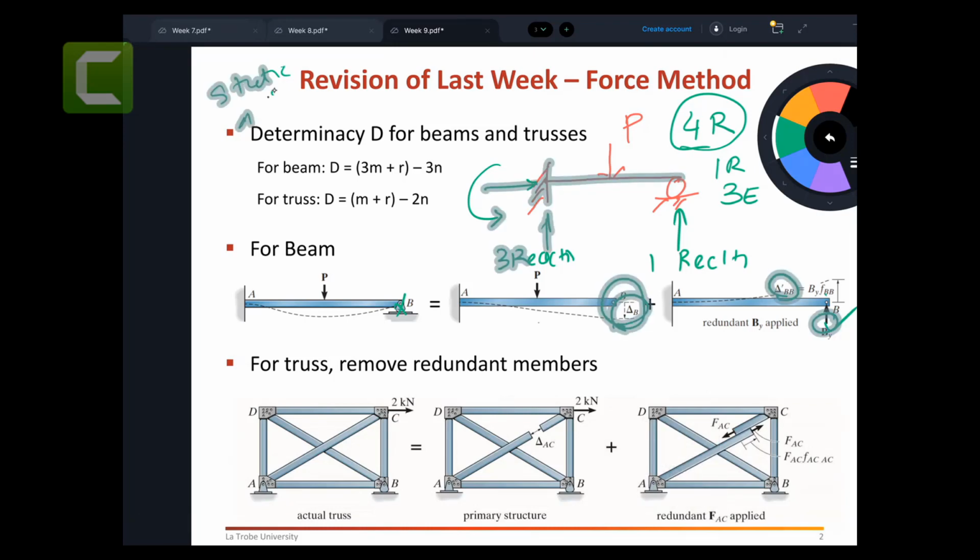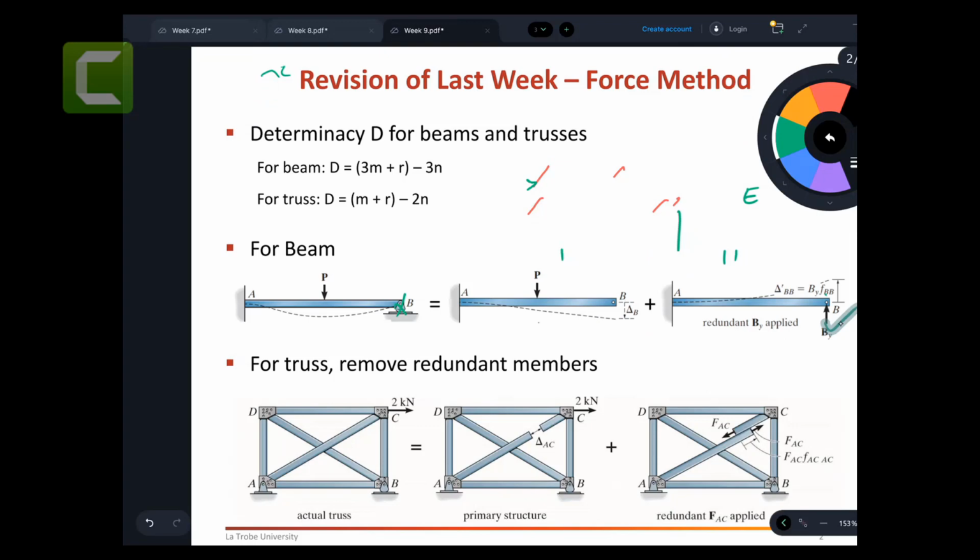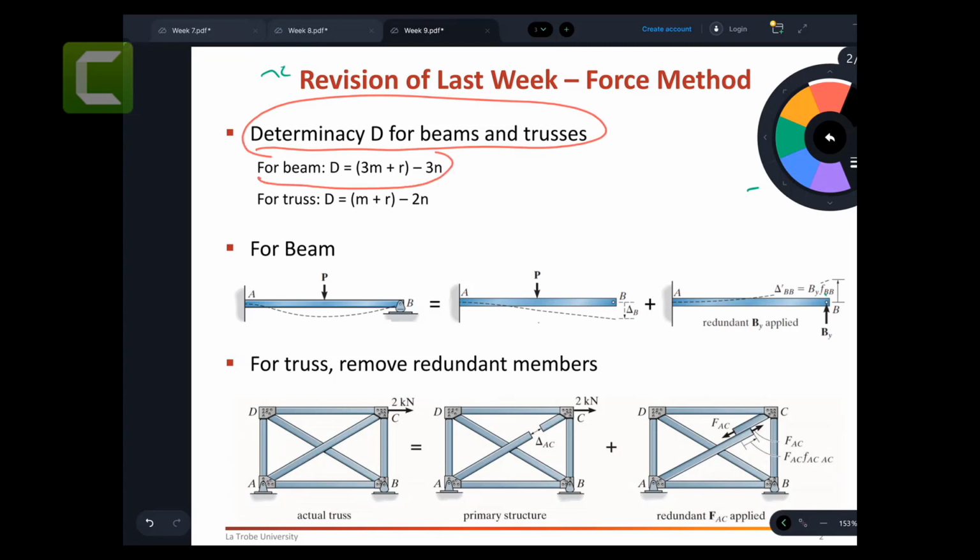There was a very simple equation that I introduced to you. I think you remember that one from last week, and if you start solving the assignment questions, it will make more sense to you that you can find the static degree of indeterminacy. Now the static degree of indeterminacy here, you can see, is of the beam and truss. For the beam, you have 3m plus r minus 3n, where m stands for the members, how many members you got, r is how many reaction forces you got, and n is how many joints you got.